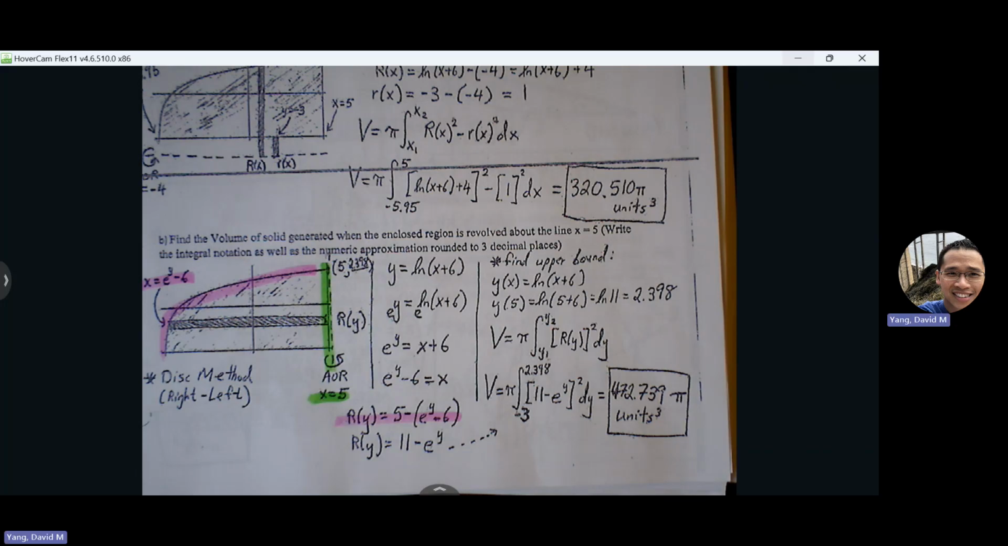Oh, so it'd be the same thing. It'd be the same thing because you're ending up squaring each of your radii, so it doesn't matter which order you subtract. Wait, so which method am I doing? Am I doing right minus left? No, you're doing top minus bottom because it's a horizontal axis of revolution. So your radius has to come out as a T.